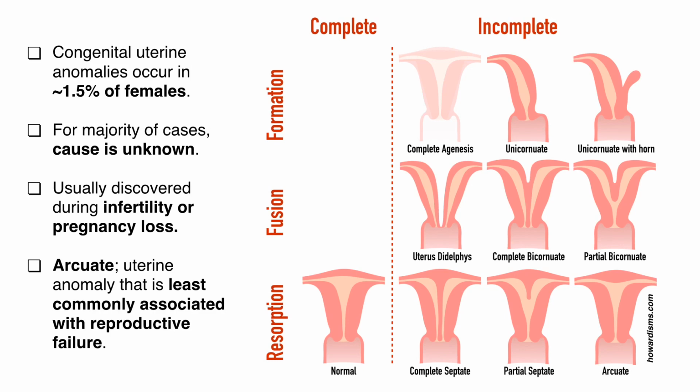Arcuate is a uterine anomaly that is the least commonly associated with reproductive failure. So you can see arcuate is within the resorption defect, and arcuate kind of looks like a normal uterus.